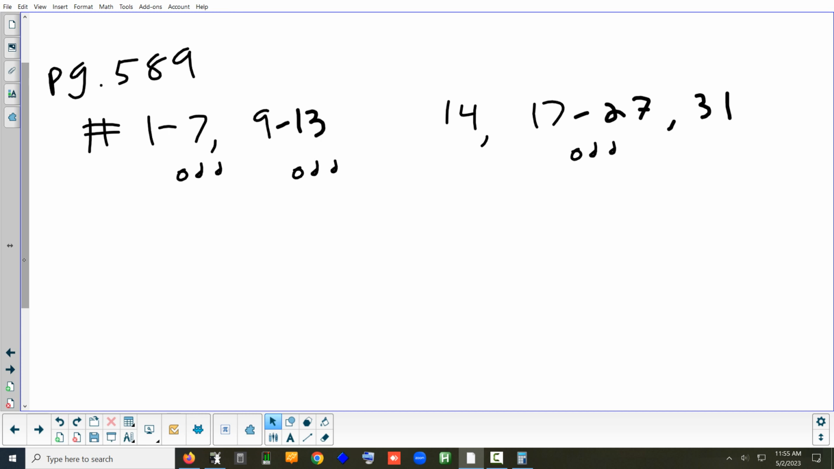All right. So the homework, I think I can just change this. There we go. So 1 through 13 odd. 14 is the only even question. 17 to 27 is odd, and then 31. What unit number is this? 11.2? This is 11.1. Tomorrow we'll do 11.2, part 1, and that'll be it for this. Thursday is a review day.